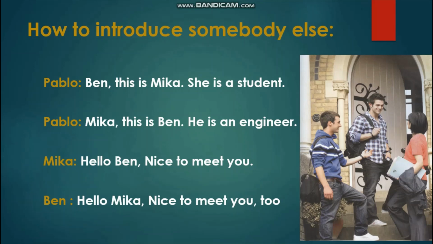يعني عرف على اسمها وعرف على عملها. Then Pablo again will say, "Micah, this is Ben, he's an engineer." Okay, so he gave also Ben's name and Ben's job. يعني أعطاها اسم Ben وعمل Ben. So Micah will say, "Hello Ben, nice to meet you." يعني أهلا بن، سررت بلقائك. And Ben will say also, "Hello Micah, nice to meet you too."